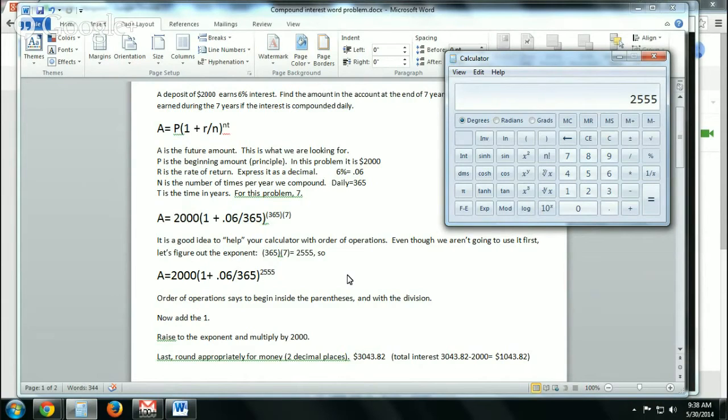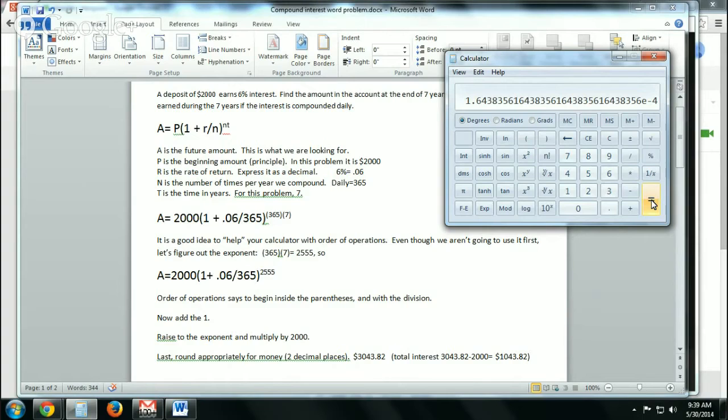At this point, we just need to follow order of operations. Order of operations tells us that we need to begin within the parentheses and that the division is the most important thing in the parentheses. So let's type into our calculator 0.06. Let's divide that by 365 and press equals.